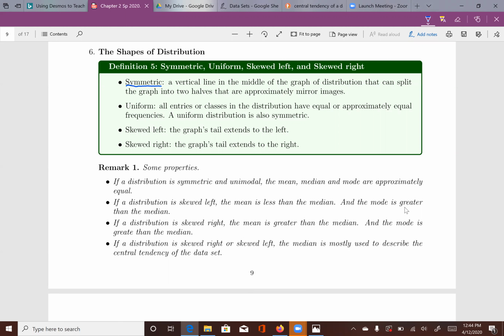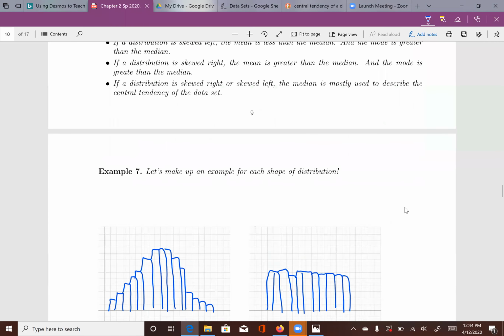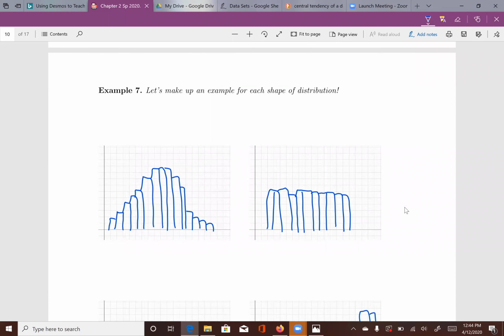A distribution is symmetric if you can draw a vertical line in the middle of the graph of the distribution, and that can split the graph into 2 halves that are approximately mirror images. So you draw a vertical line, and then the left side and the right side of that vertical line are just like the image of each other, mirror images of each other. So that's symmetric. And an example of a symmetric distribution is here.